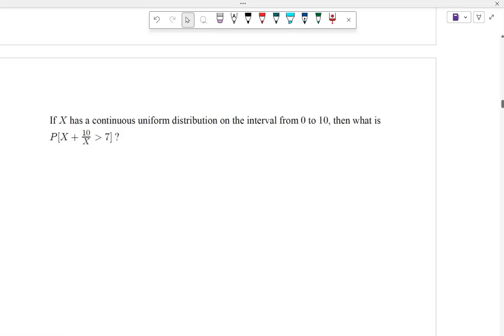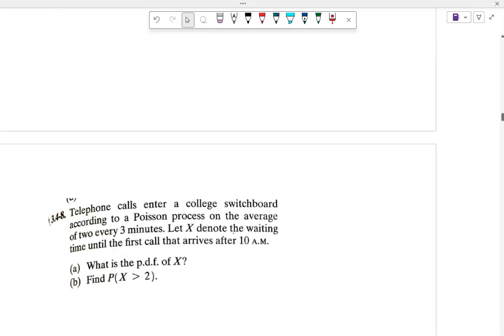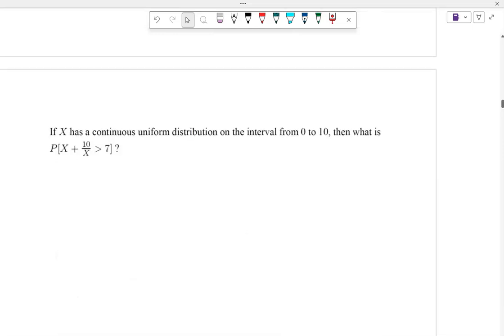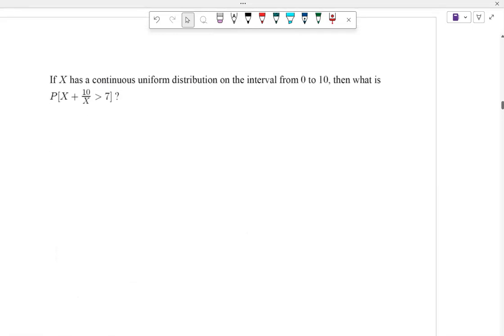One more here with a uniform, and then I think we're getting to the next one. Yep, we do. Okay, cool. All right, let's do one more with the uniform distribution.